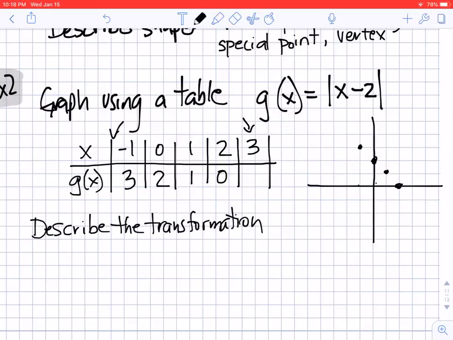I plug in 3 minus 2. What is the absolute value of 3 minus 2? That's 1. So the absolute value of that is 1. So when I come out to 3, I've got to jump up to 1, and now I see the V starting to take shape. So it's going to go in this direction and in this direction.